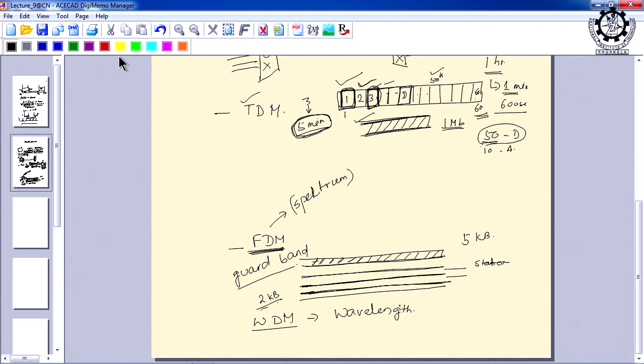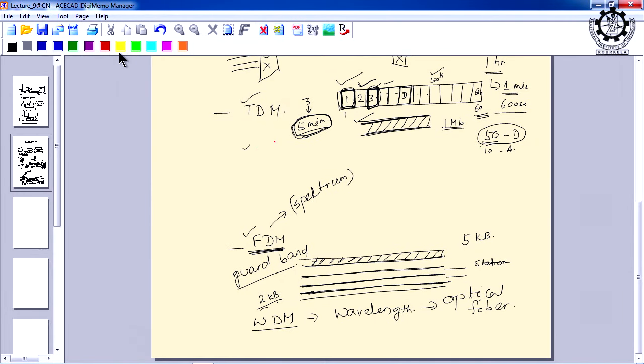Now, other than this FDM, there is another variation of FDM, which is WDM. What is this? Wavelength division multiplexing. This is similar to your FDM, the only difference is that WDM is used only for optical fibers. The reason is that optical fiber has huge bandwidth, so your FDM cannot be used for optical fiber. So, it has its own multiplexing technique, that is called WDM.